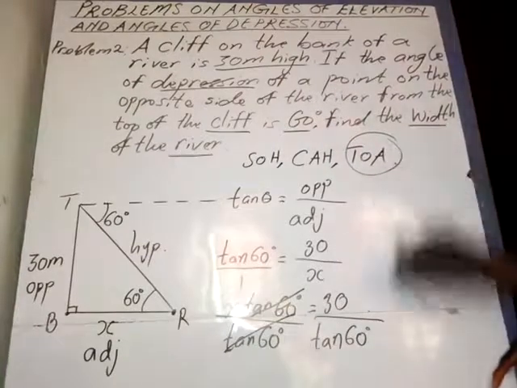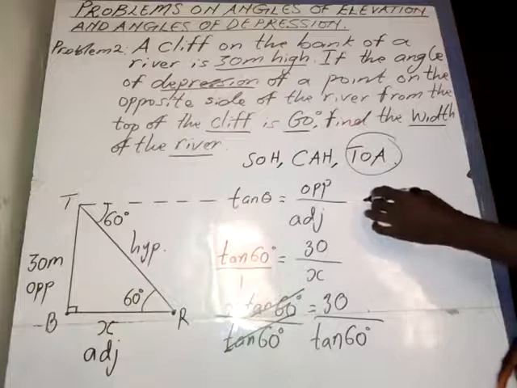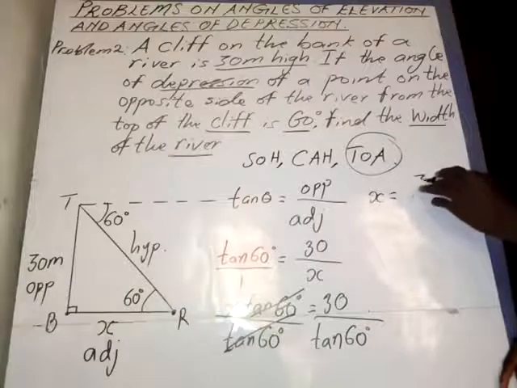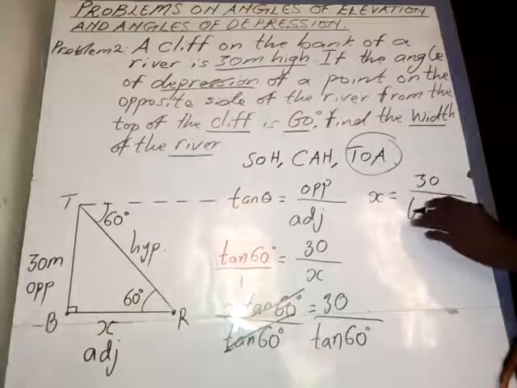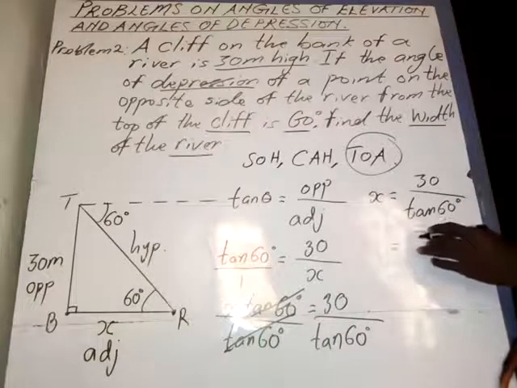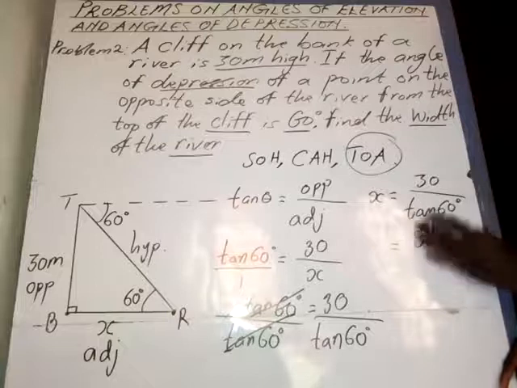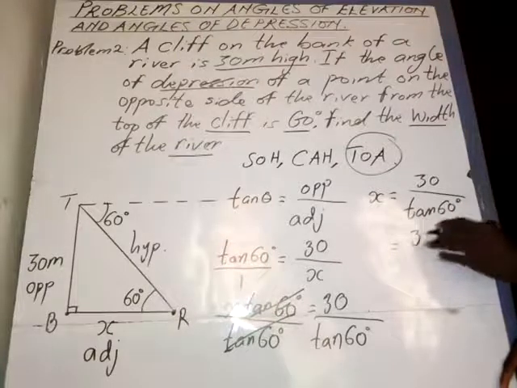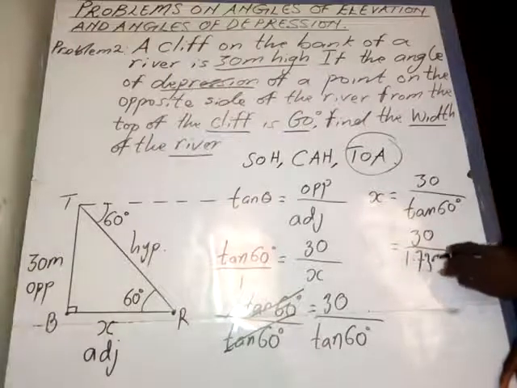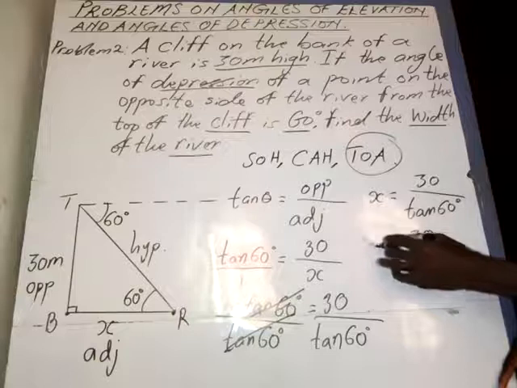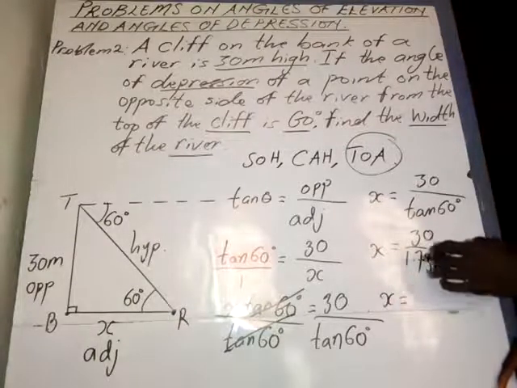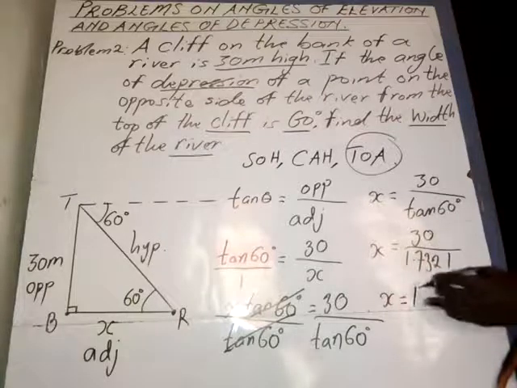So here we now have x equal to 30 over tan 60 degrees. Tan 60 is 1.7321. So x is equal to 30 divided by 1.7321, which will give us 17.3.